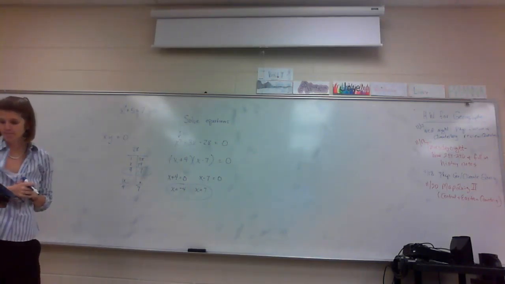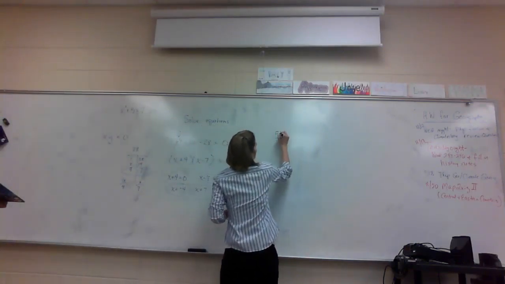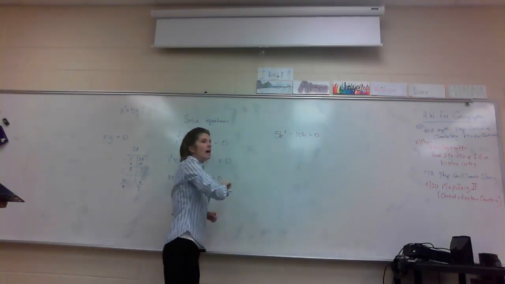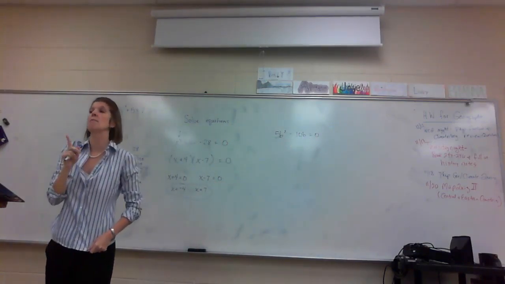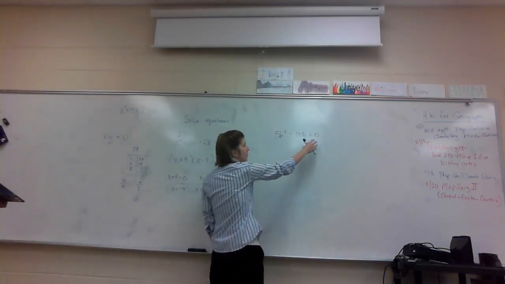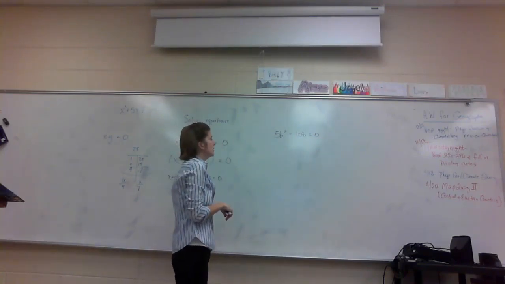Can we do another one? Sure. 5b squared minus 10b equals 0. Alright, it's already got that equals 0. If it doesn't, you got to make it equal 0, which means you just take whatever's over here, subtract it so that it'll move to the other side.